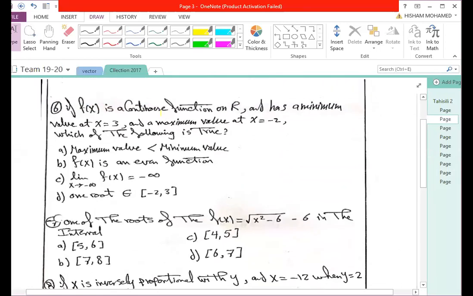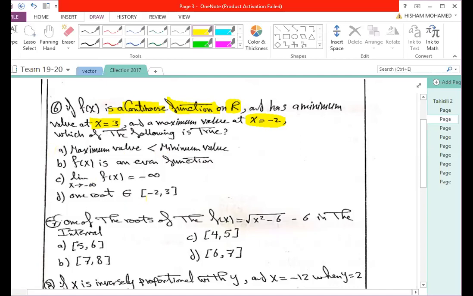Question number 6. If f of x is a continuous function on R, the set of real numbers, and has a minimum value at x equals 3 and a maximum value at x equals -2, which of the following is true? Of course, since I have a minimum and a maximum, it's not an even function. And I don't know what the minimum value is, so I can't use A.